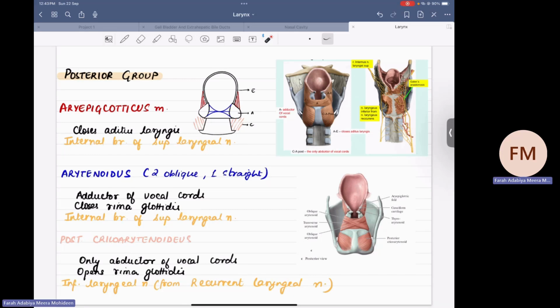Then you have your posterior cricoarytenoid, which is the only abductor of your vocal cords, and it does a function opposite to your arytenoid. It opens the rima glottidis. The nerve that supplies it is your inferior laryngeal nerve, which is a branch from your recurrent laryngeal nerve.